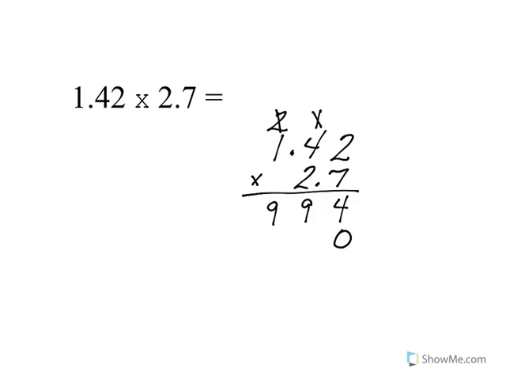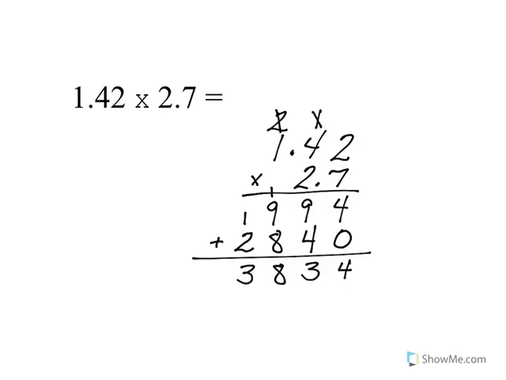Here I have 2 times 2 is 4. 2 times 4 is 8. And 2 times 1 is 2. Now I'm going to add up my partial products. 4 plus 0 is 4. 9 plus 4 is 13. Carry the 1. 9 plus 8 plus 1 is 18. Carry the 1. And 1 plus 2 is 3.